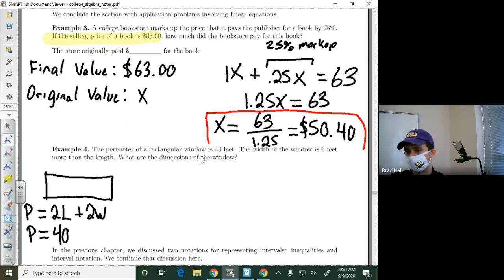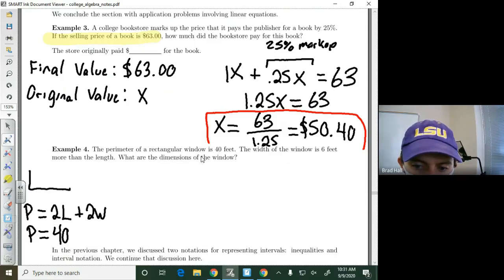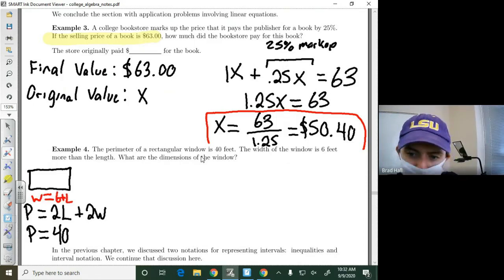So we know that that is 40. We also know, make some more room here for this rectangle. We also know that the width is 6 more than the length. And the length is, well, just the length. So it says that the width is just 6 feet more than the length. So it's the length plus 6.